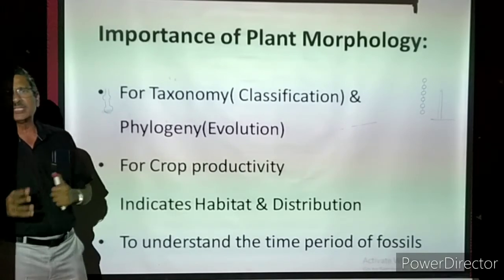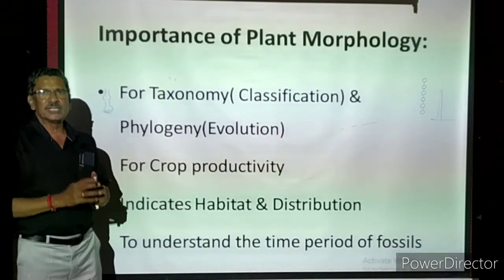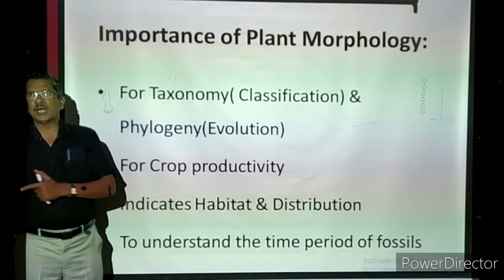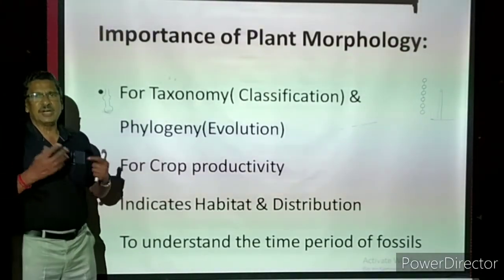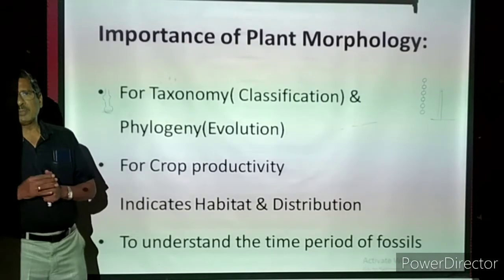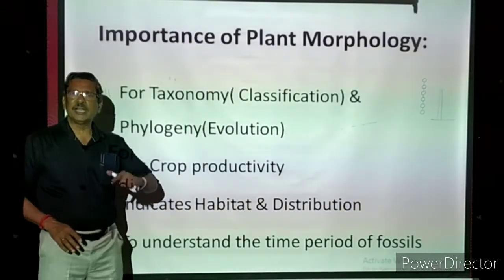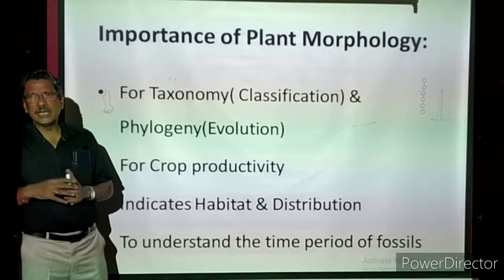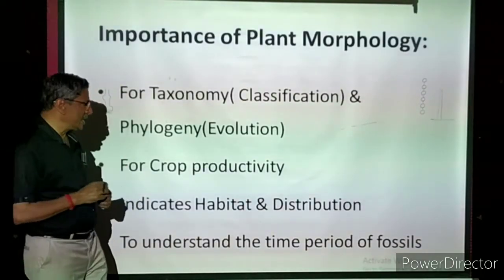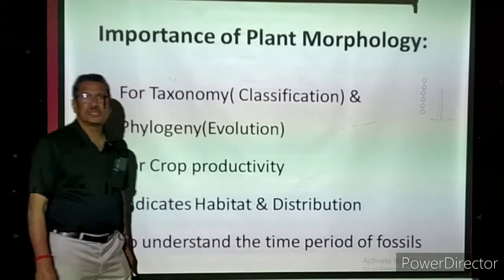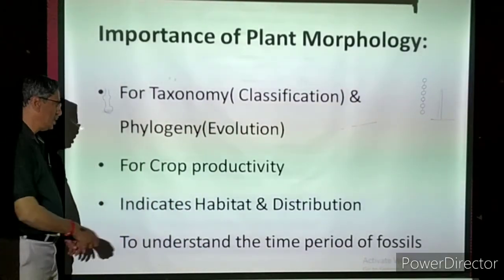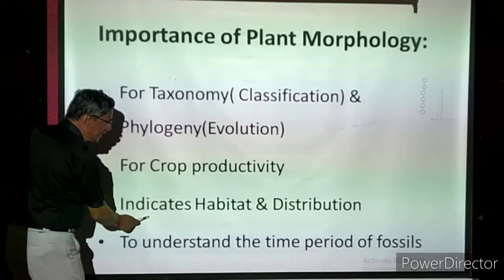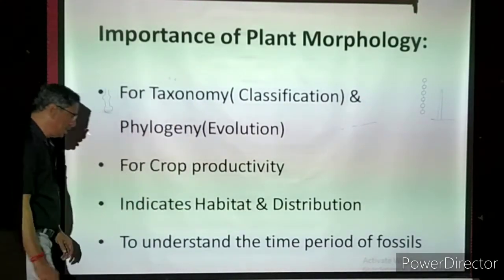For example, some plants are living only in the forest, some plants are living only in the desert, that is called distribution. If you bring a desert plant and keep it here in our garden, it will die. The same way, if you take our plants which are growing in our garden and plant them in the desert, they will die. So they have their own place and they need their own climatic condition. According to that, they are distributed throughout the world. That is called distribution. So the external morphology indicates the habitat and the distribution.